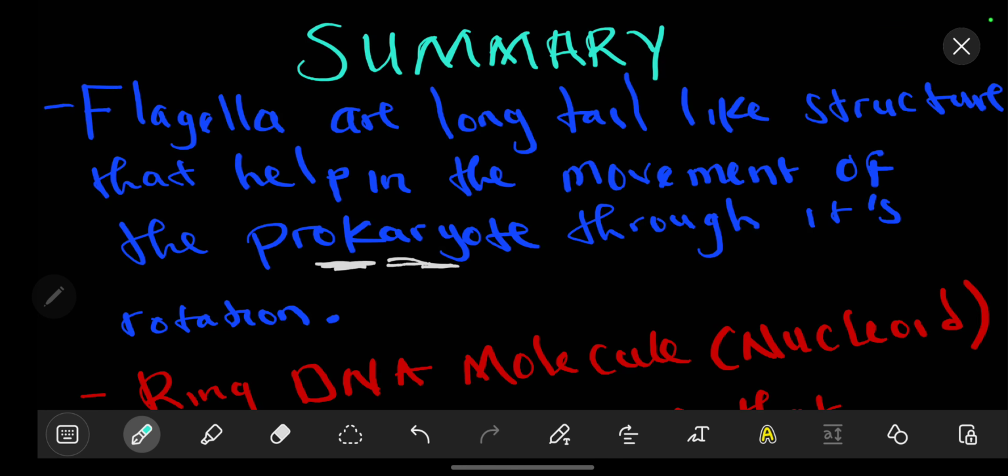So on our summary, we have the flagellum, which are long tail-like structures that help in the movement of the prokaryotes through its rotations. Now we are going to dive deeper into the flagellum later in the next video when we explain how the flagellum brings about movements through the proton motive force.